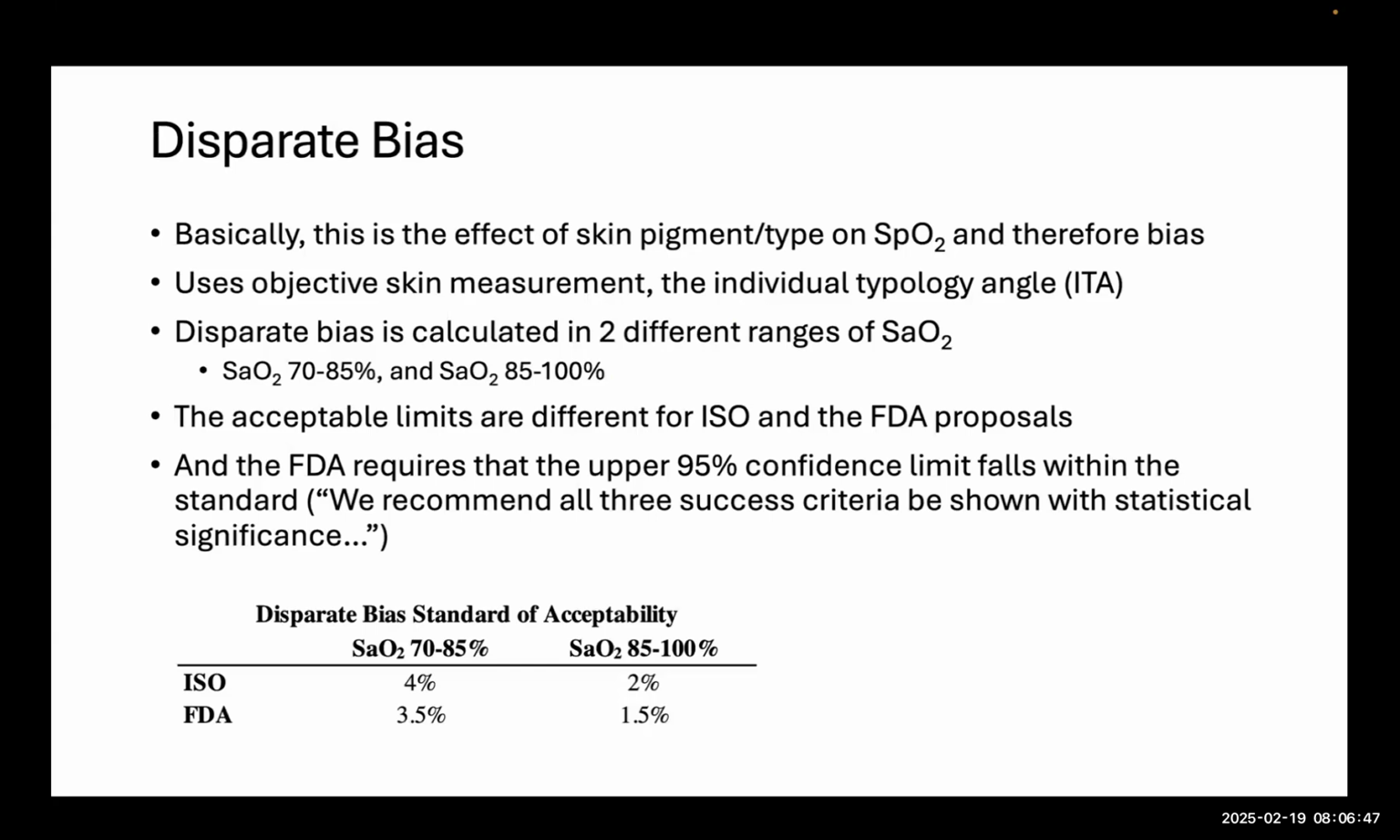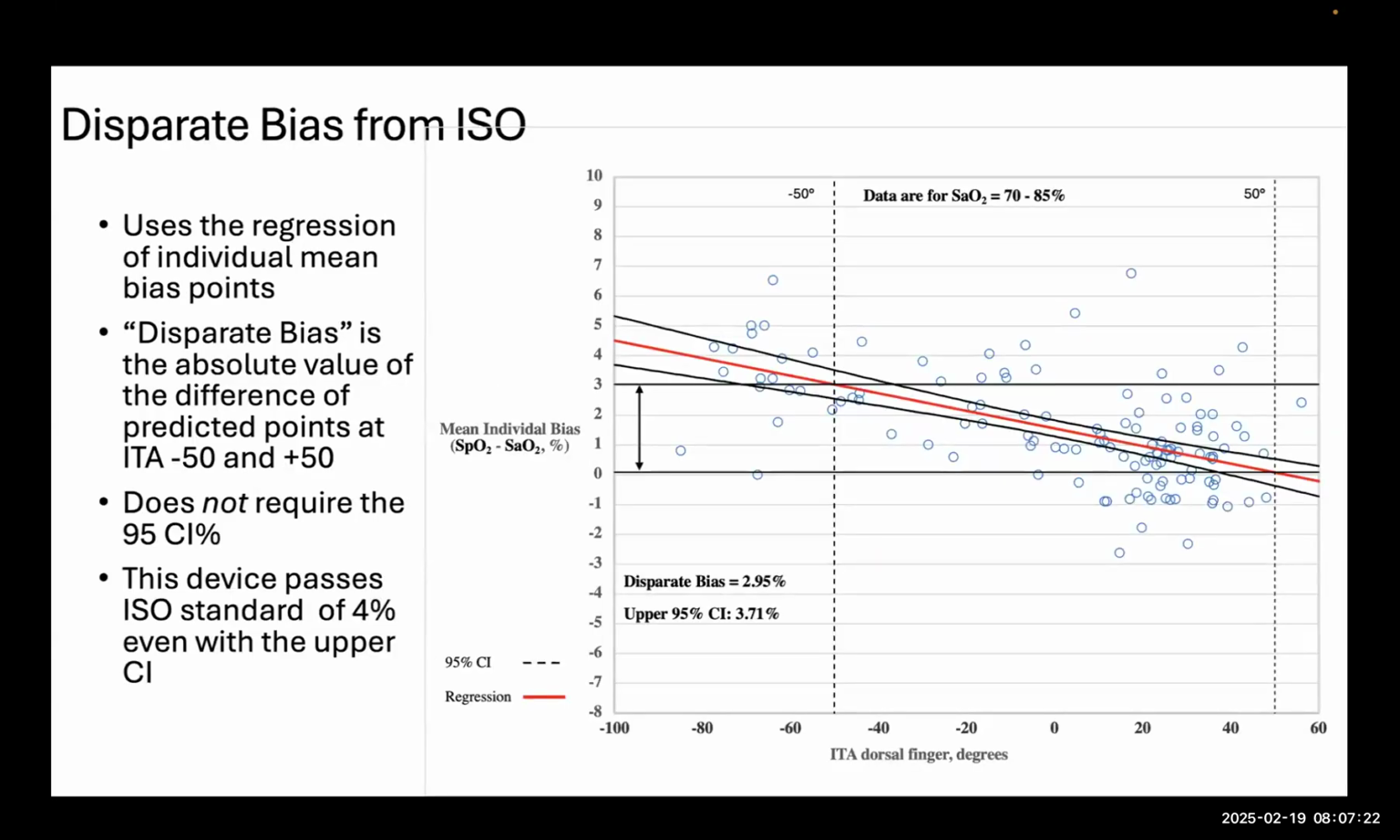What I wanted to do, again, you already mentioned the disparate bias, which is an attempt at measuring the effect of the skin on the oxygen saturation, or the SpO2, or the bias. And there are different limits between the ISO and FDA proposals. The FDA requires the 95% confidence limits. I'm showing the different proposals below. They're similar, but significantly different. So I'm just going to try to give everyone a feel, including graphically, of these 3 different measurements with a sample data set. This is the ISO calculation.